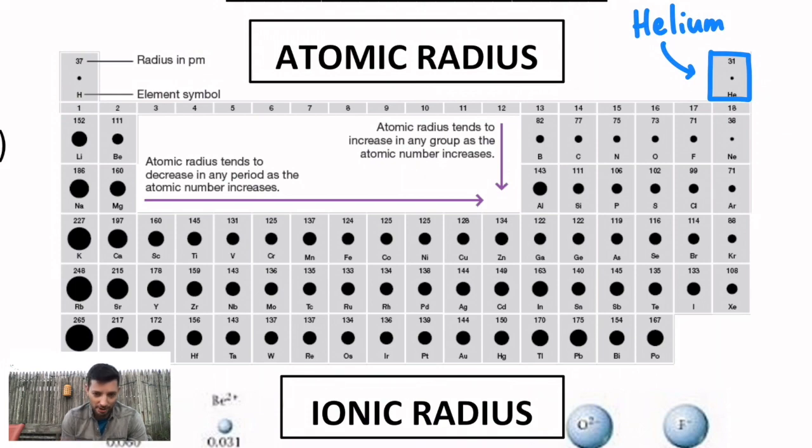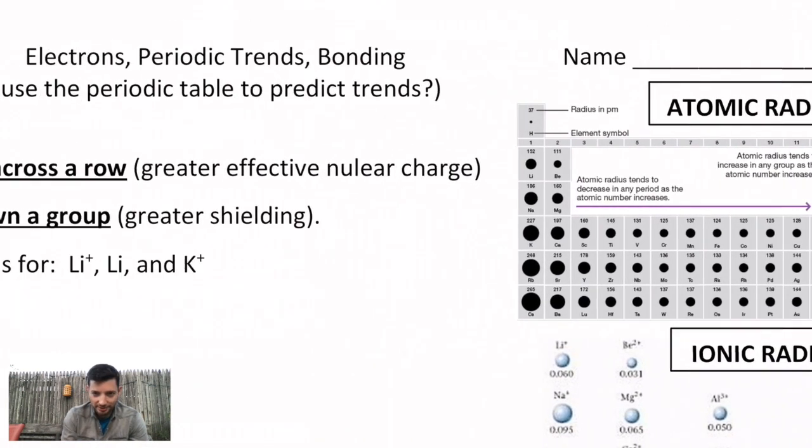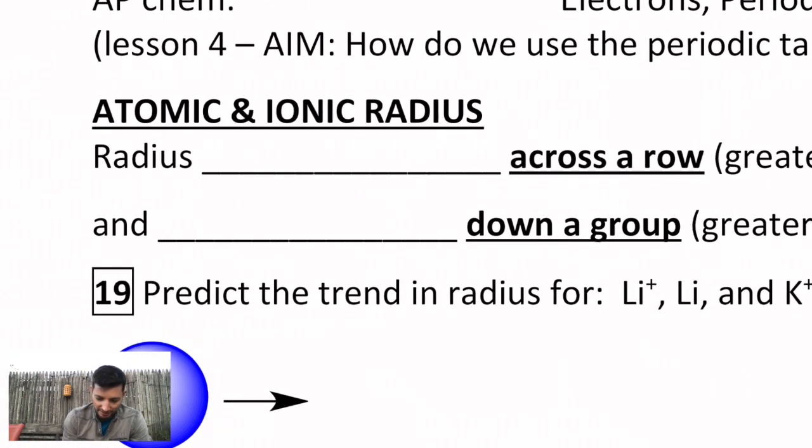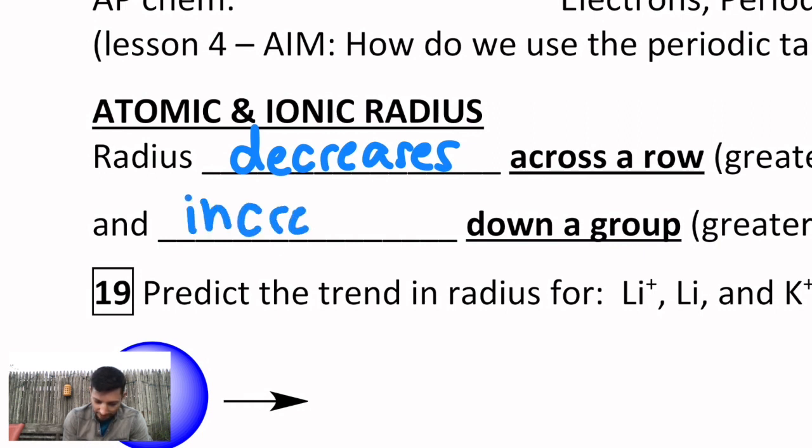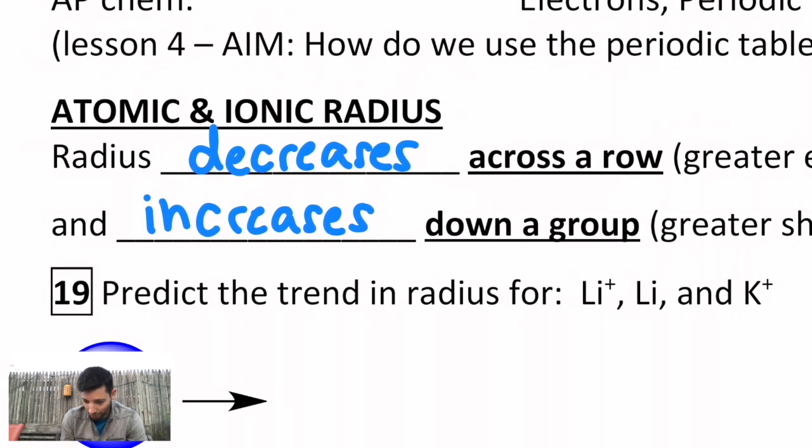For the most part, as you go across the table, the radius decreases. Radius decreases across a row, and it increases down a group. Now, any 10th grade chemist can recite that, but we're going to say why. Actually, most 10th grade chemists can also say why.